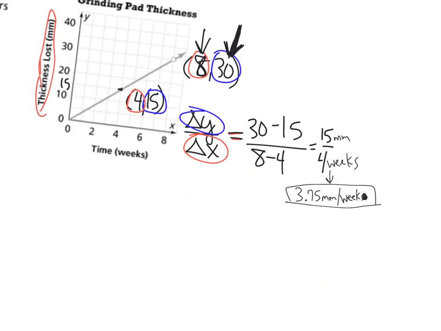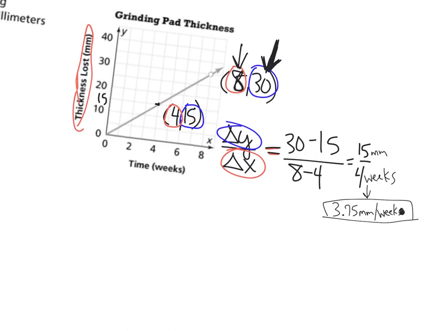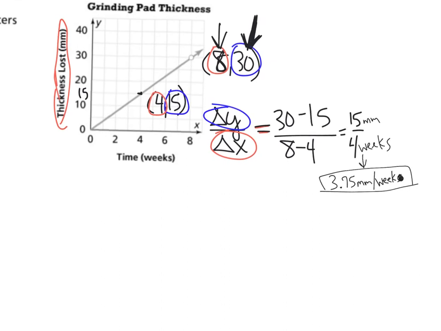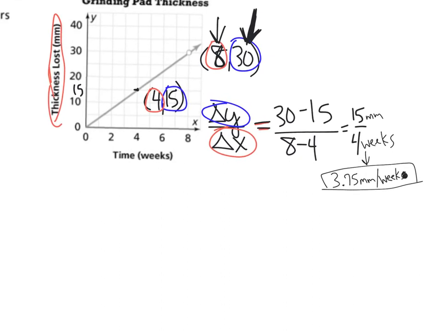And then part B, it says what does the slope mean? And again, we can say that the thickness of the grinding pad decreases by 3.75 millimeters each week, or the thickness lost is 3.75 millimeters per week.